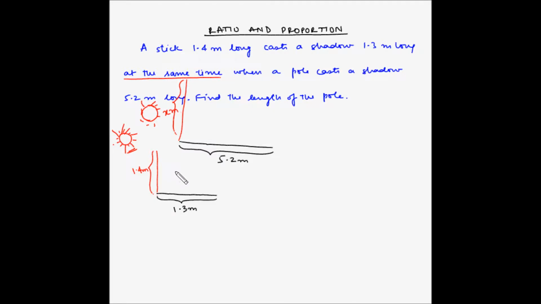So basically what we can say is the ratio of the length of the stick to the length of its shadow, so the ratio, that is 1.4 divided by 1.3, is going to be the same as the ratio of the length of this pole to the length of its shadow. So length of the pole is x and the length of the pole's shadow is 5.2.